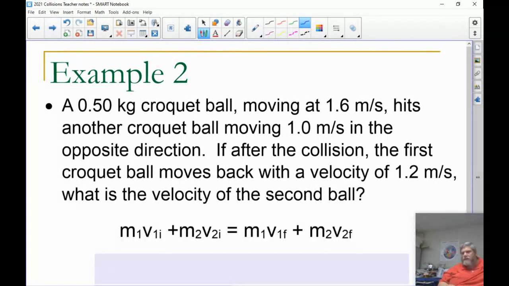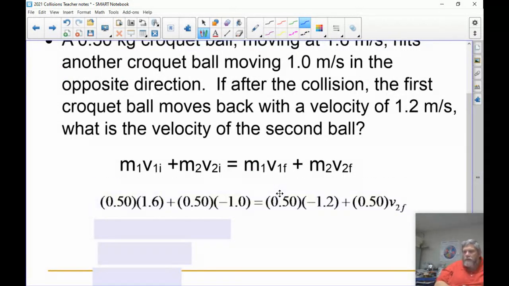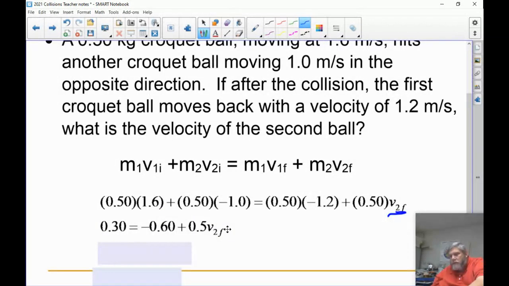All right, so again, we use conservation of momentum for elastic collisions. So 0.5 times 1.6 plus 0.5 times -1 because it's in the opposite direction. And then the final velocity of the first ball, since it went backwards, is also going to be negative. So 0.5 times -1.2. And we solve for V2 final. Plug the numbers in our calculator.